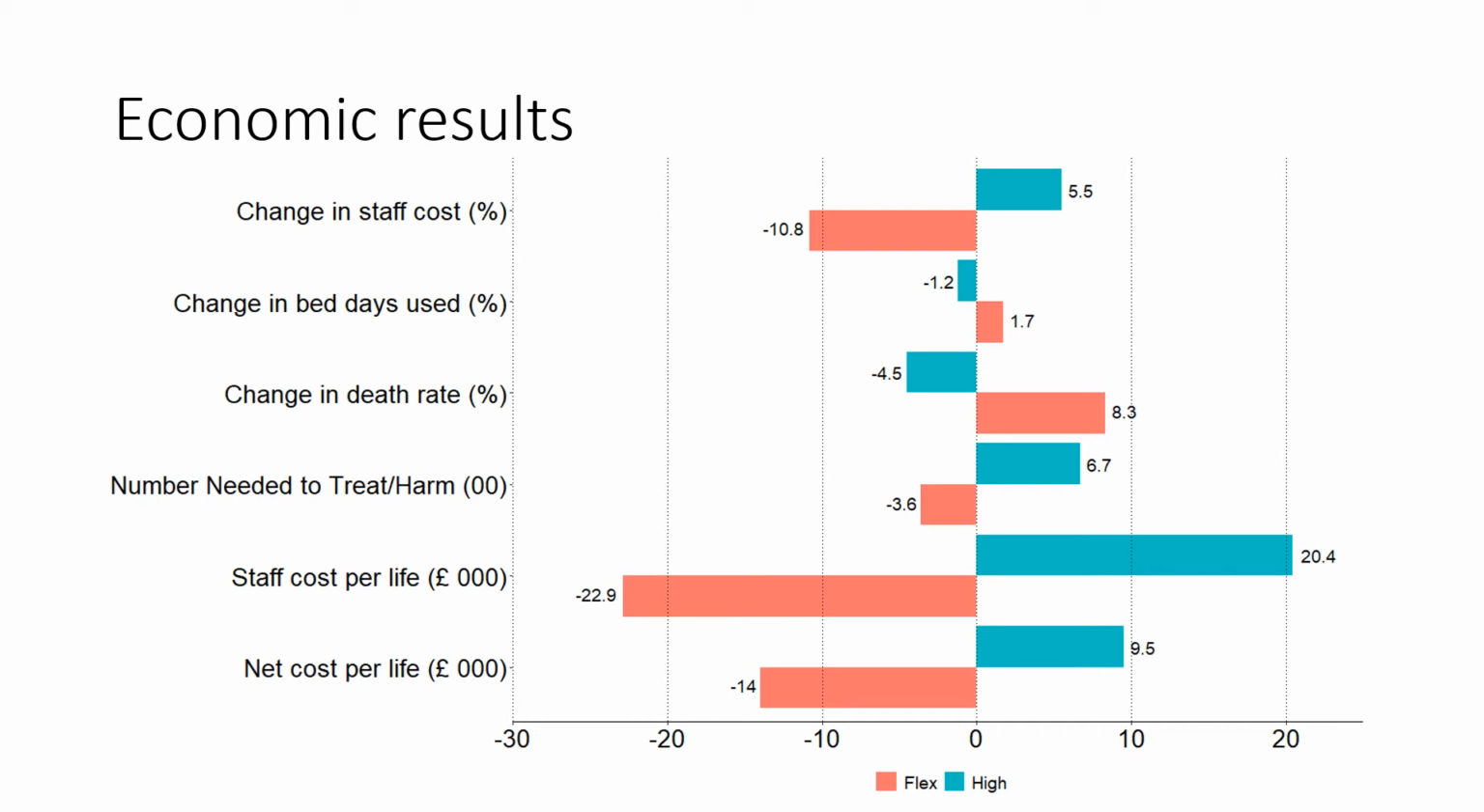£22,910. If we allow for the value of the change in bed days, these estimates reduce to £9,506 per life saved in the high scenario and a reduced saving of £13,967 per life lost with the flexible low staffing. The differences between scenarios are hugely reduced with more generous assumptions regarding the availability of temporary staff to cover understaffing.